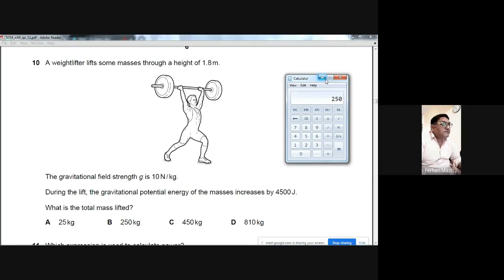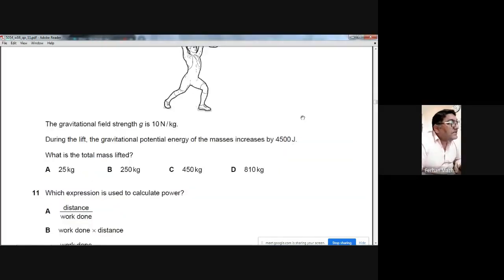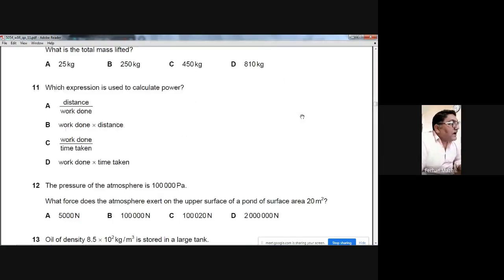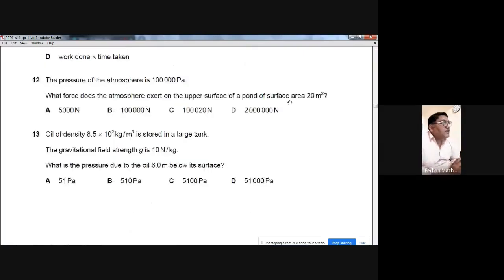Then we have the next question. Which expression is used to calculate the power? The formula for the power is work done divided by time. So the choice for question 11 is C. For the next question, number 12, the pressure of the atmosphere is 100,000 Pascal.